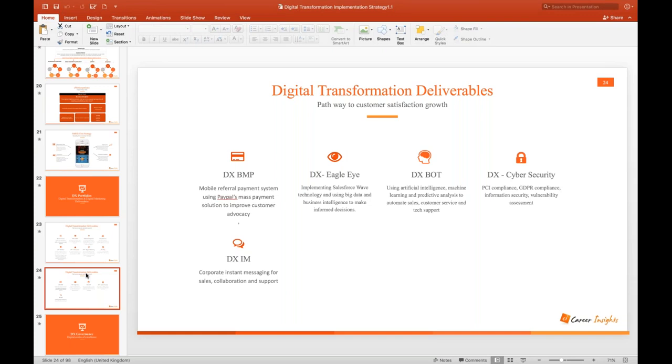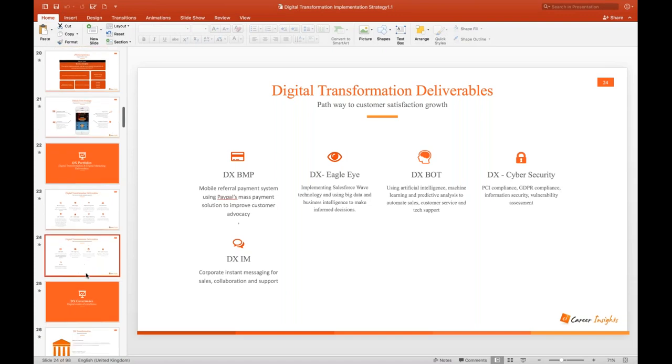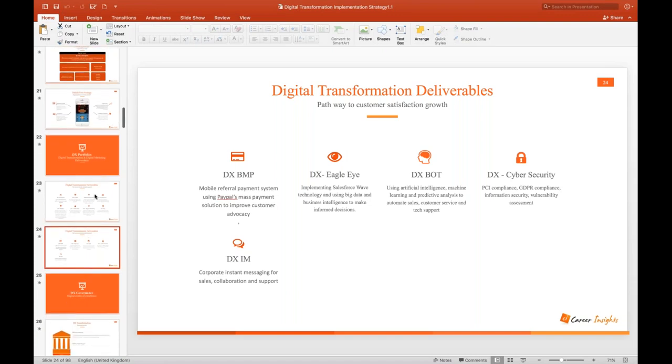Then cybersecurity, we have to be GDPR compliant. As we are more and more data driven and more digitized, we have to be compliant, we have to be PCI compliant, and we must make sure that we're not vulnerable to attacks. So those are the portfolio of projects we now have in the company.